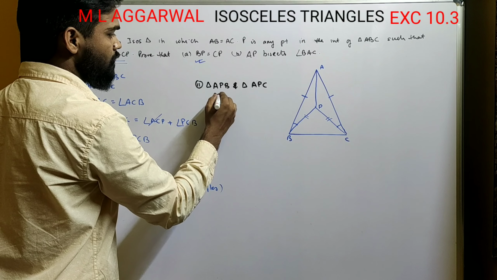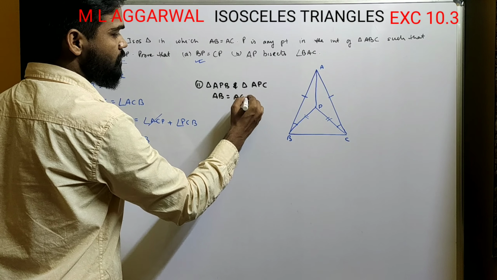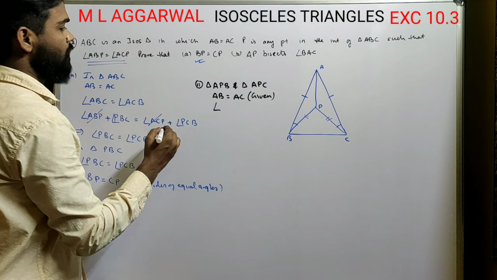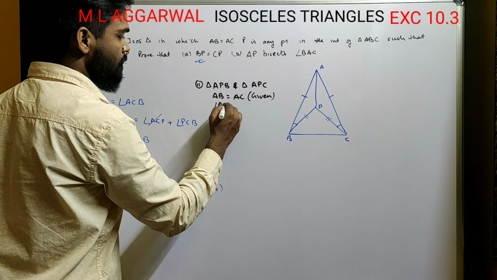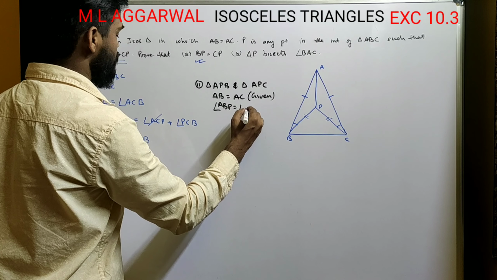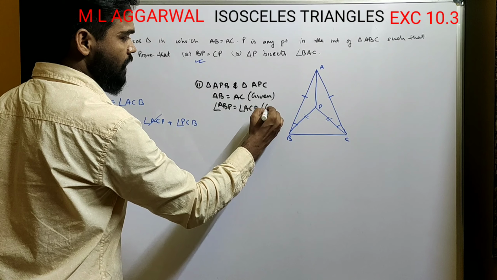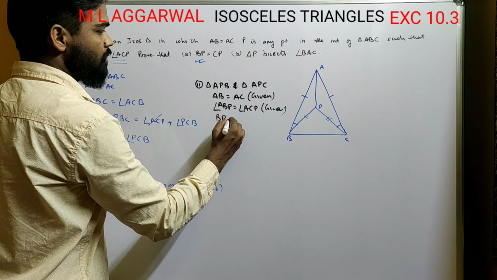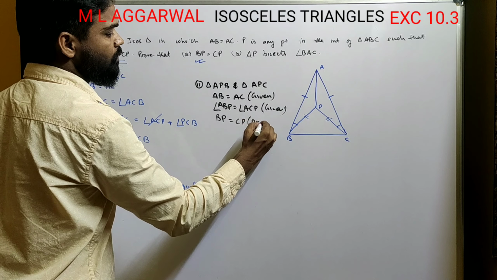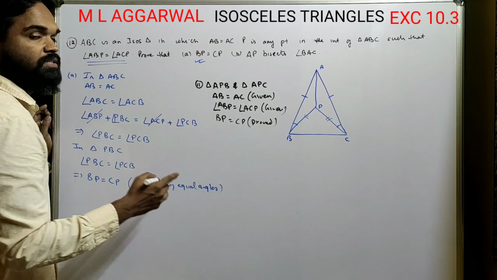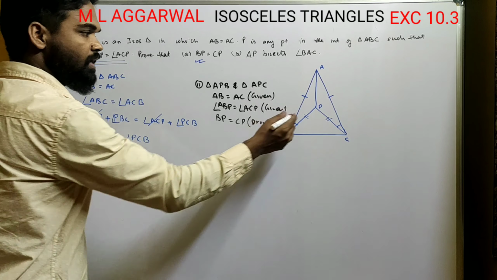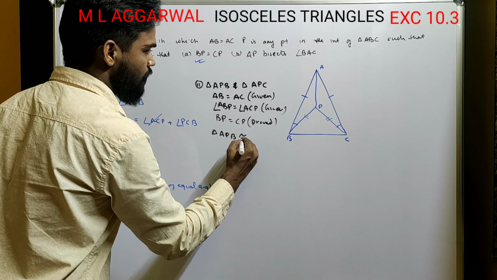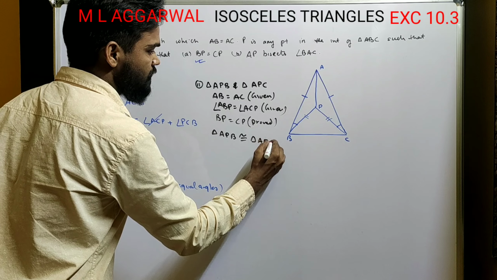AB is equal to AC, given. Angle ABP equals angle ACP, that is also given to us. BP equals CP, just now proved, which means these two triangles are congruent, side angle side. See, triangle APB is congruent to triangle APC.